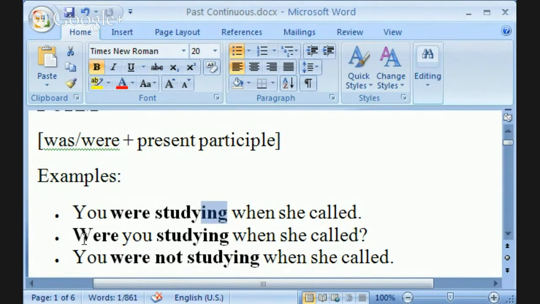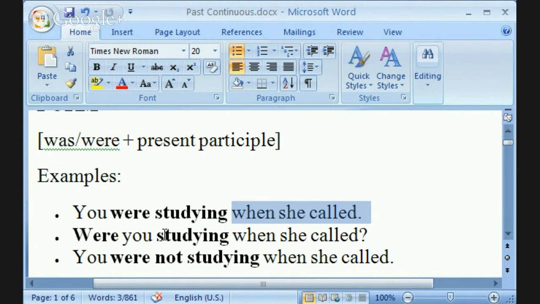Okay, so how does it look in a sentence? Well, looks like this. In a normal positive sentence, we have the subject noun. Here it's you. Then the verb form altogether considered as the verb. You were studying. And then when she called, actually we have another clause added here. All right, this is going to be common. We'll discuss more about that later.